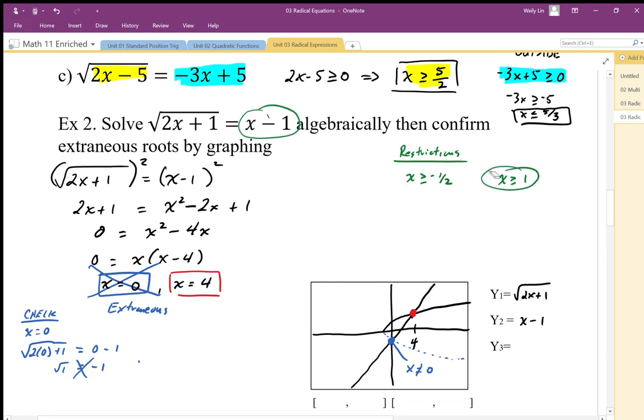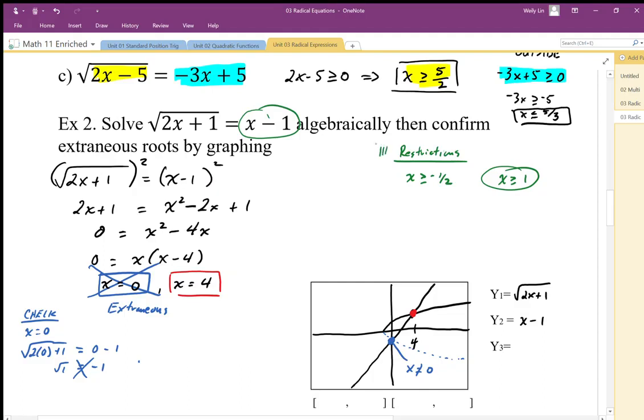Well, 4 passes both of these restrictions. It's bigger than negative 1/2, bigger than 1. But 0 does not pass that restriction. It is not bigger than 1. And so it fails the domain restrictions on x. So that would be the third way we can confirm it.